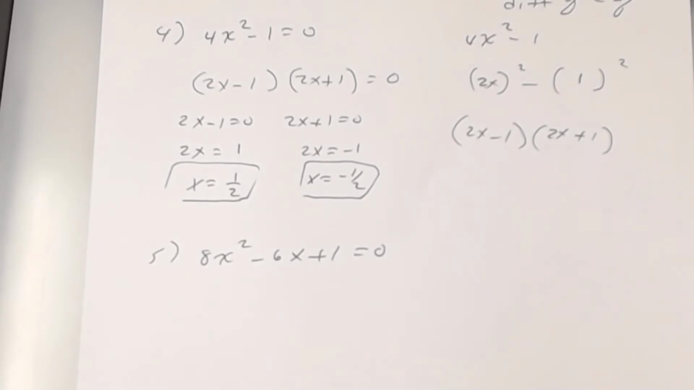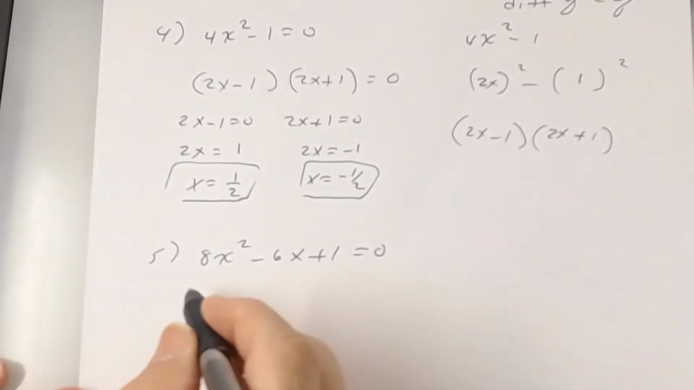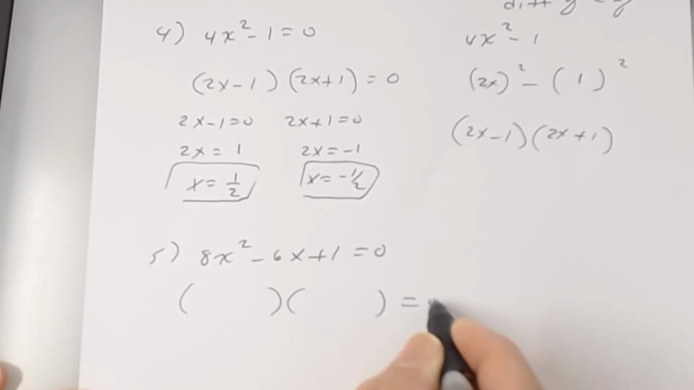Okay. Is this in general form? Yes. So let's factor. The GCF is 1, right? So let's factor this. For 8x squared, what do you think you may want to try? Let's try 4 and 2 first. So 4x and 2x.